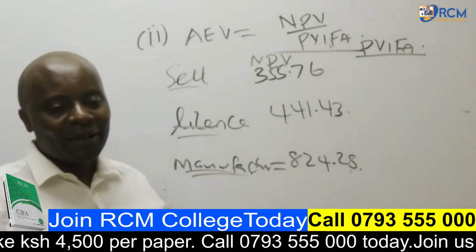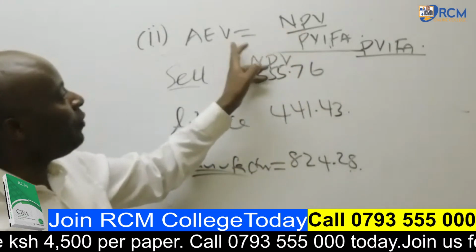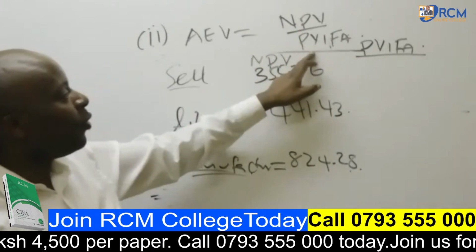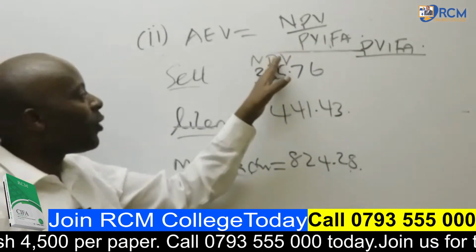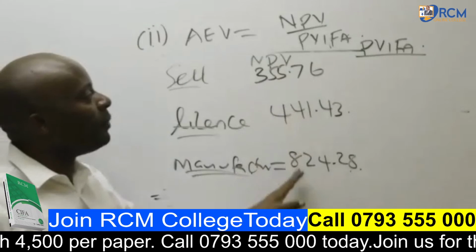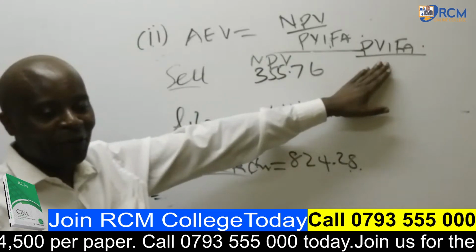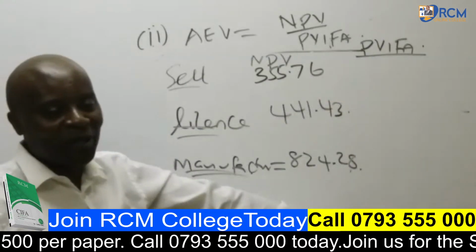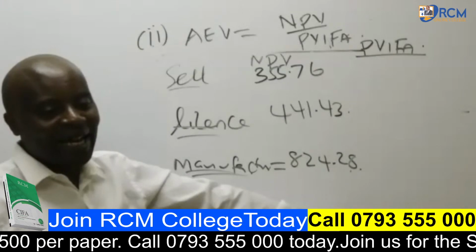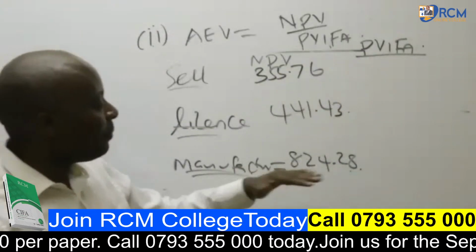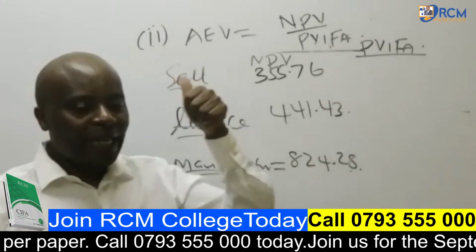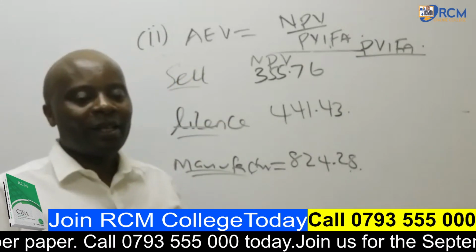Because you see I want to apply this formula. AEV is NPV over PV-FA. Nataka kuweka formula hapa ya PV-FA namna hiyo, alafu niweze calculate. So the moment you guys write up to where I am, please thumbs up. Tell me yes.